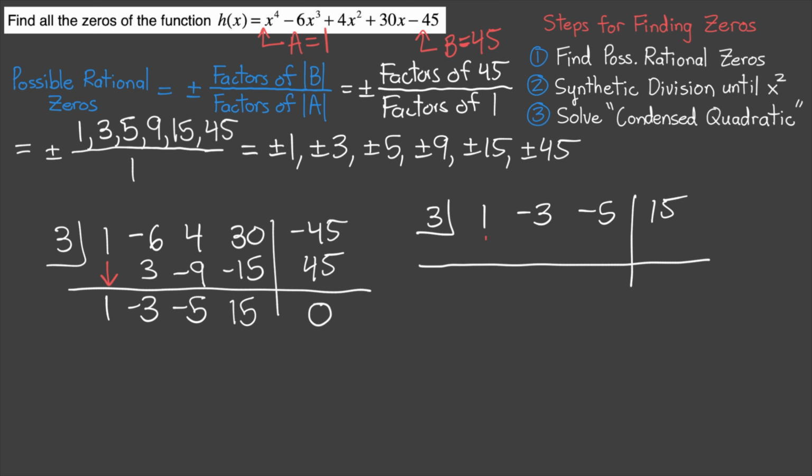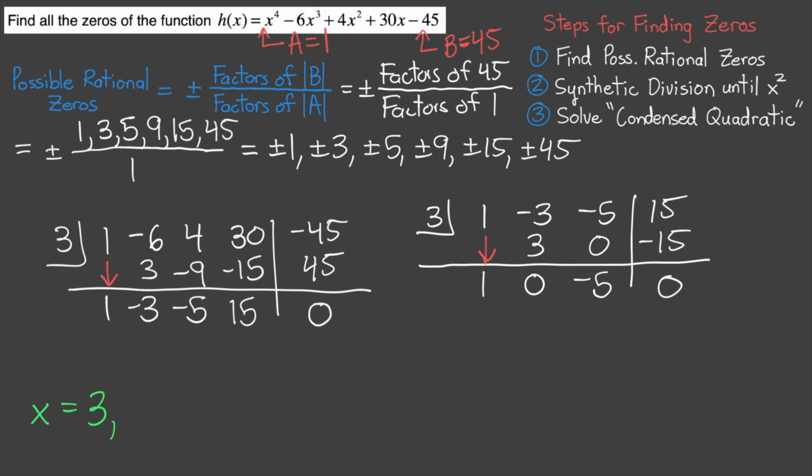So bring down the 1. 1 times 3 is 3, you get 0. 0 times 3 is 0. Add the negative 5 and 0. And then multiply negative 5 times 3, which gives us negative 15. All right. So 3 worked again, which tells us that 3 is a double root. So 3 is a double root. So I'm going to write out our answers here. So 3, it just occurs twice.